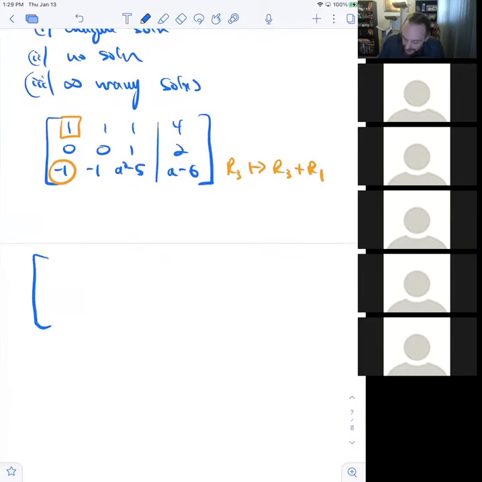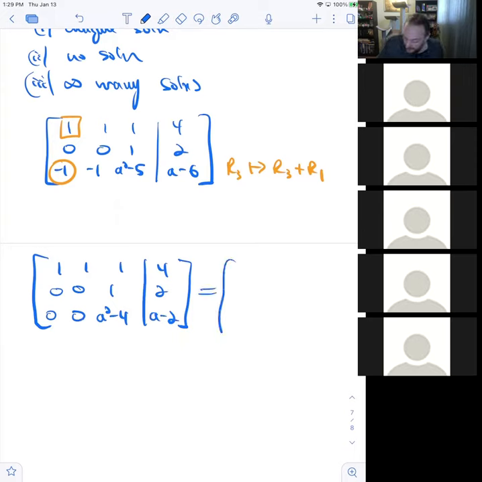What happens in this case is I'm going to get 1, 1, 1, 4, 0, 0, 1, 2. So we already know that x3 is 2, but now we're going to get negative 1 plus 1 is 0, negative 1 plus 1 is 0, a squared minus 5 plus 1 is a squared minus 4, and then a minus 6 plus 4 is a minus 2. And then I can write this as, let me give myself some more space actually.